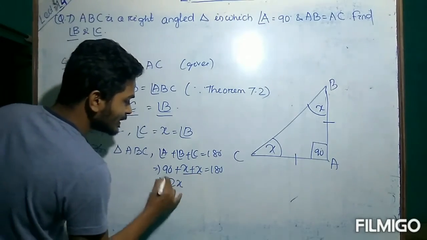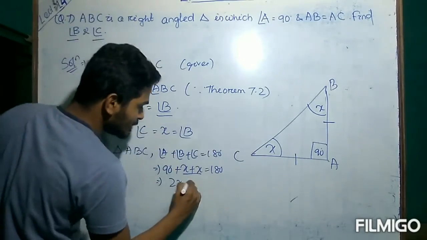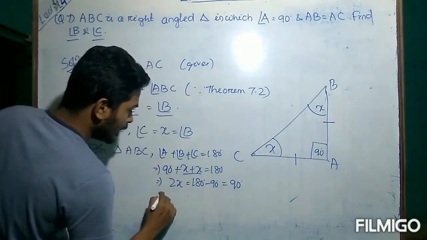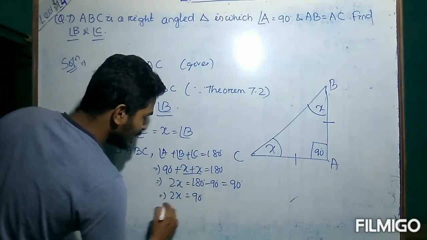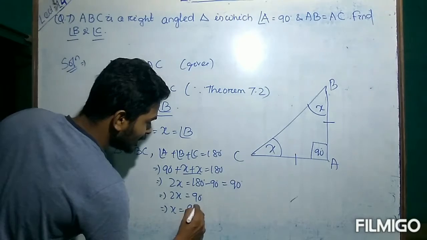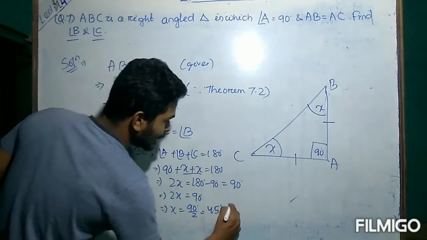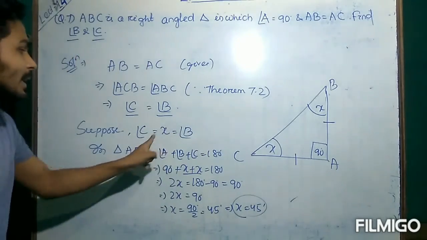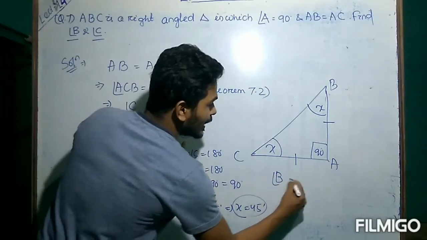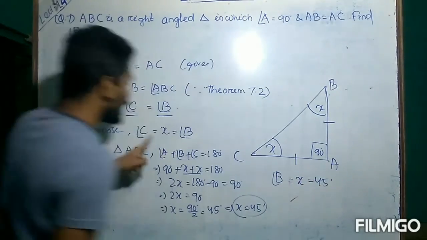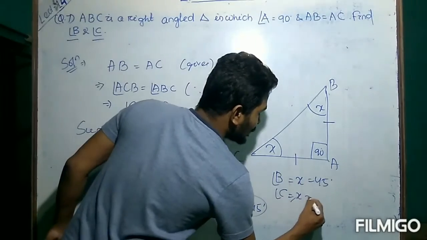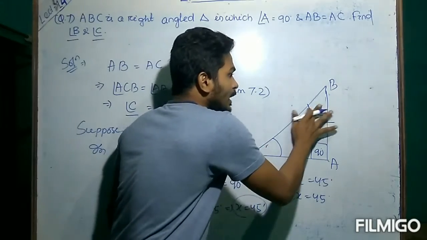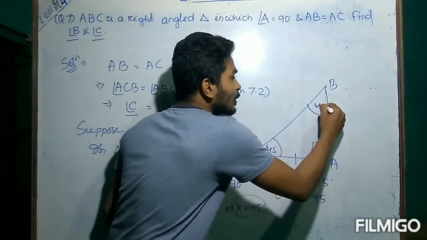X plus X are 2X, then this 90 is moved to the right hand side. It will be 180 minus 90, that is 90 degree. So we get 2x is equal to 90 degree, implies x is equal to 90 degree by 2, that is 45 degree. So we find the value of x to be 45 degree, and we have taken angle B as x, which is also 45 degree, angle C as x, which is also 45 degree. Hence we have found that both the angles value will become 45 and 45.